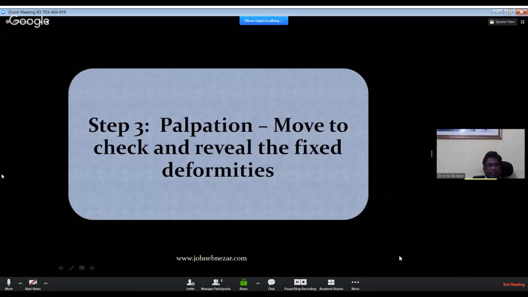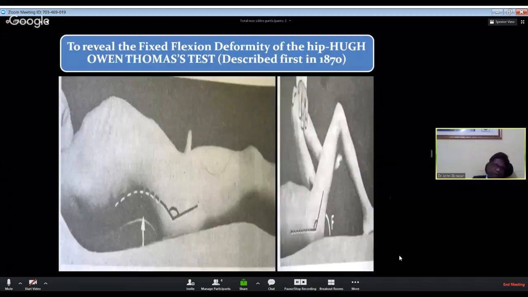Single plane deformities, multiple plane deformities, and now how you are going to reveal the fixed deformities so that you can bring the culprit out, the culprit being the pathology. Then you can detect and bring it out by revealing these fixed deformities. The first one, fixed flexion deformity, is the most common deformity of the hip joint. How are you going to reveal it?